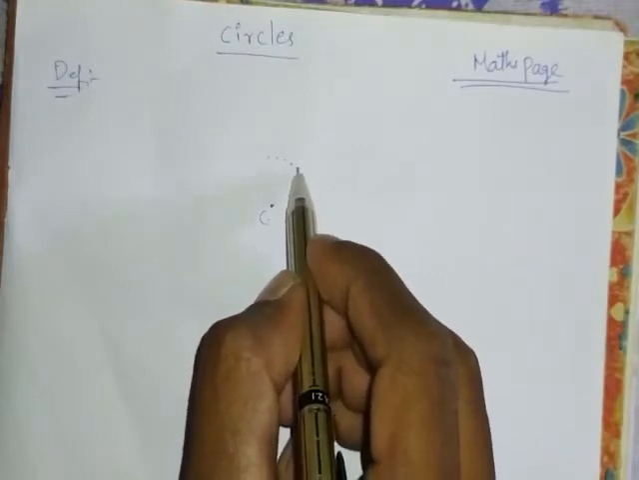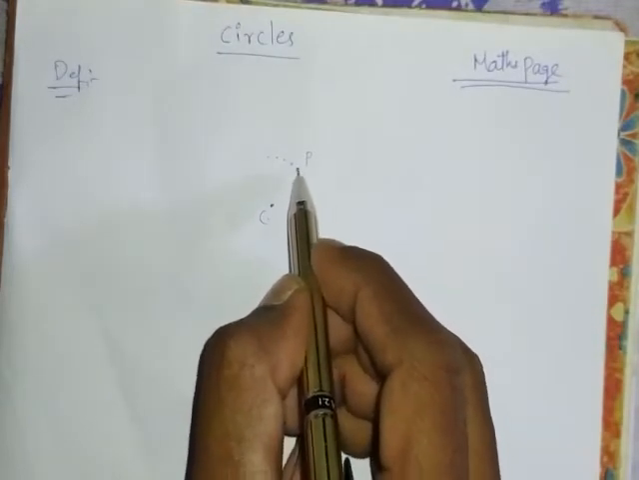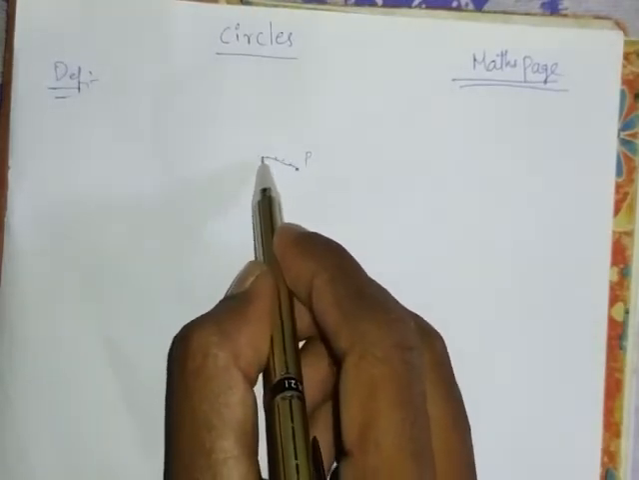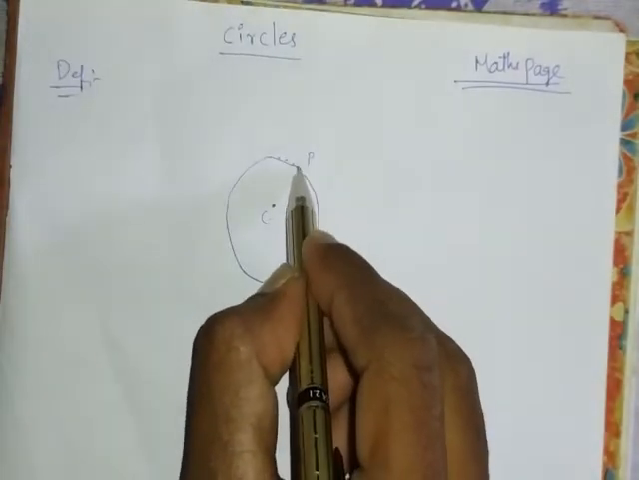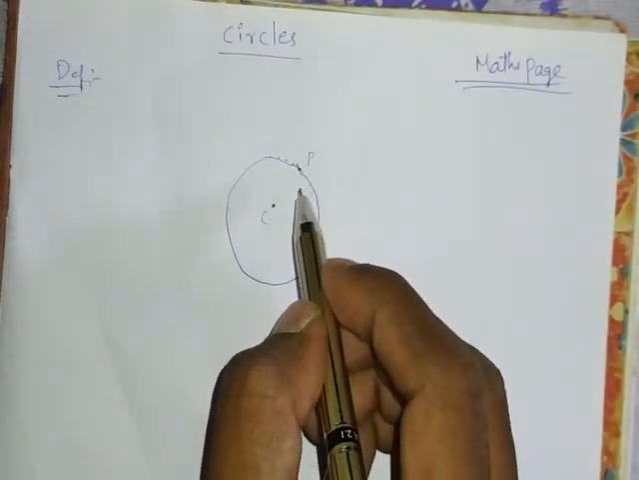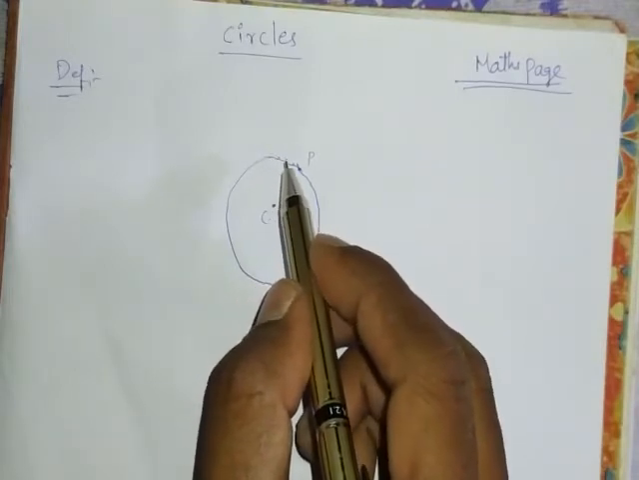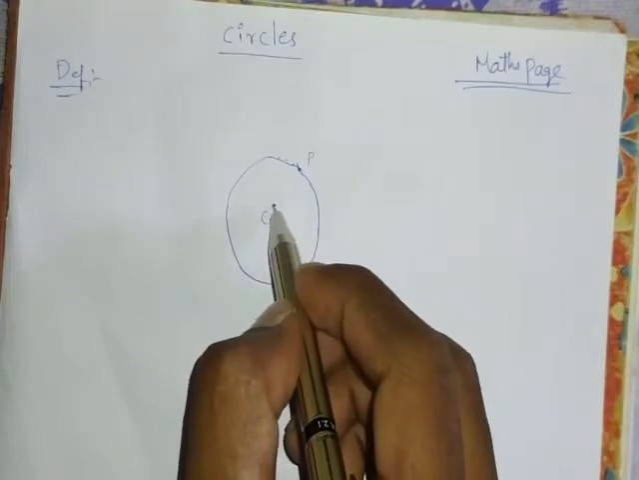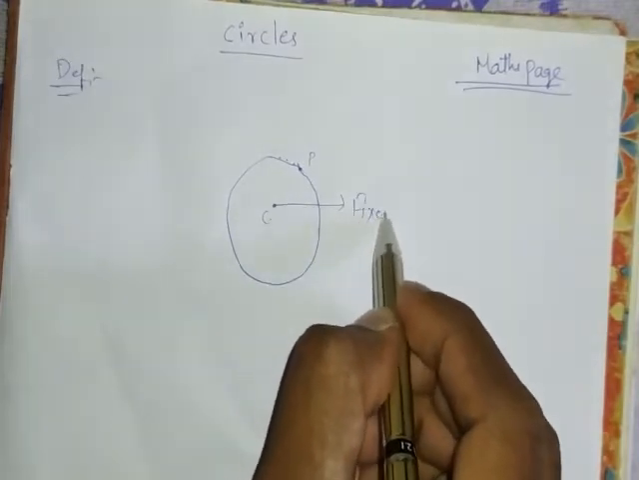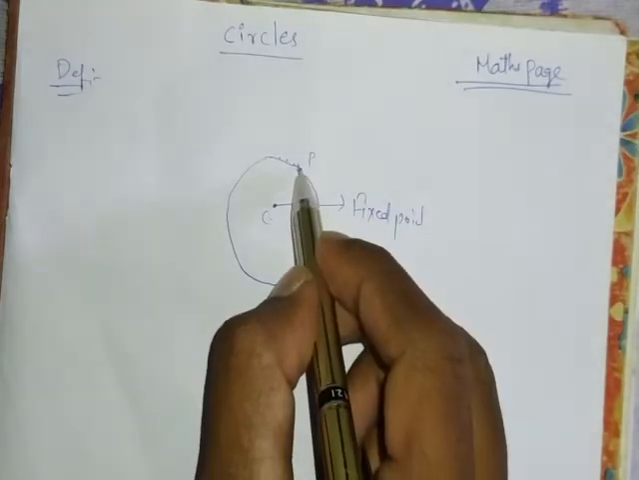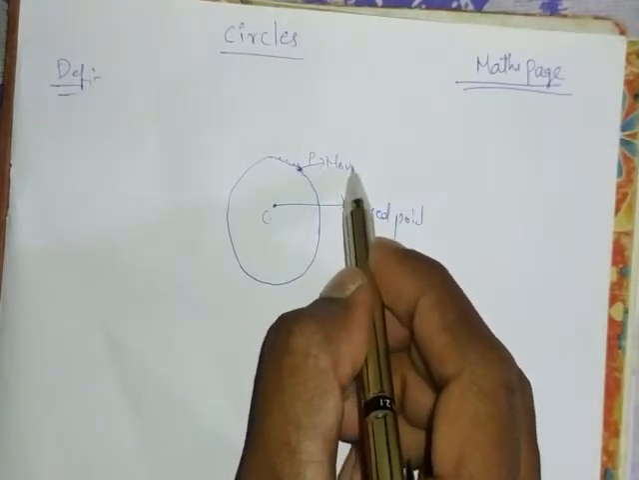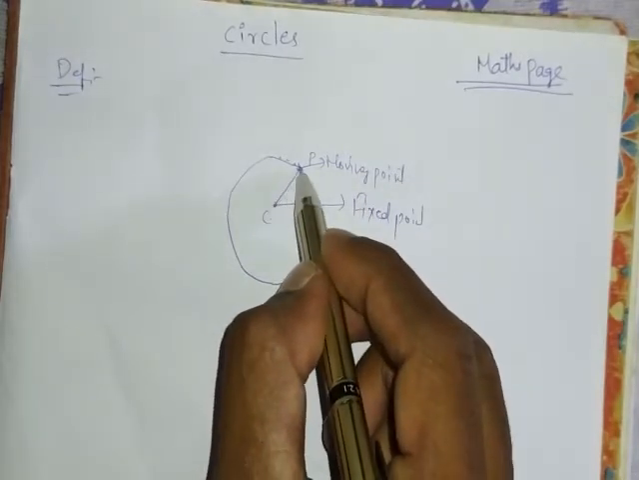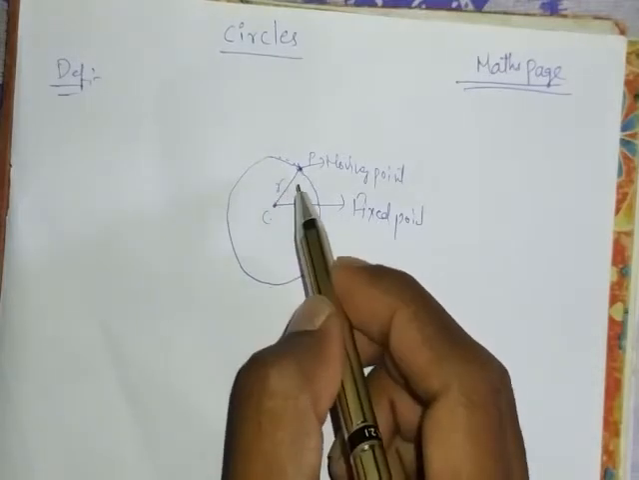Let us consider this is a point P. Let us consider another point P. If these points are equidistant from a single point, and if we join all these points, this is called a circle. The definition is a locus of a point which moves in a plane such that its distance from a fixed point in that plane is always constant. So this is the fixed point, and this is the moving point. The distance between the moving point and the fixed point is nothing but the radius of the circle.